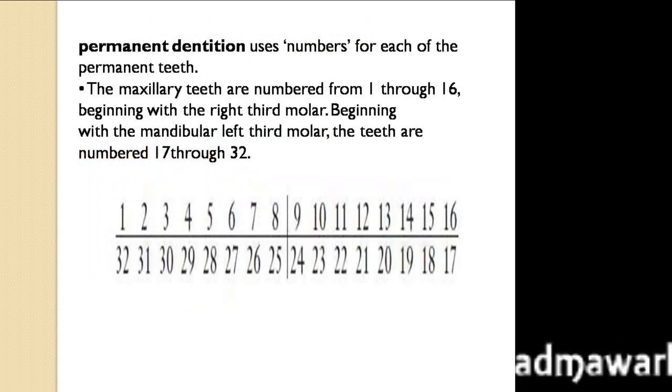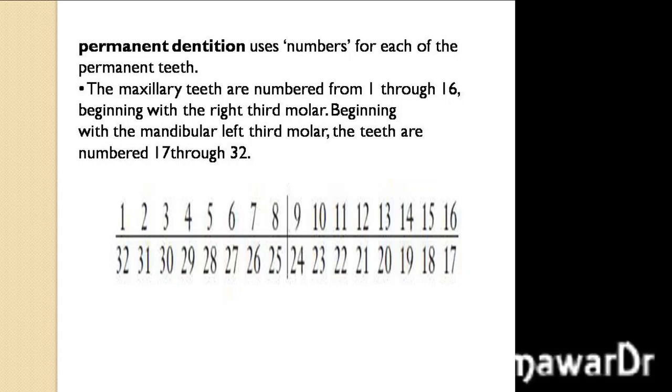Now for coming to the permanent dentition, I'm again going to start with the right side maxillary last tooth, that is your third molar. The one will be for maxillary permanent third molar, 2 for maxillary permanent second molar, 3 for maxillary permanent first molar, 4 for maxillary permanent second premolar, 5 for first premolar on the right side of the maxilla, 6 for canine on the right side maxilla, 7 for the lateral incisor on the right side, 8 for the central incisor on the right side of maxilla.